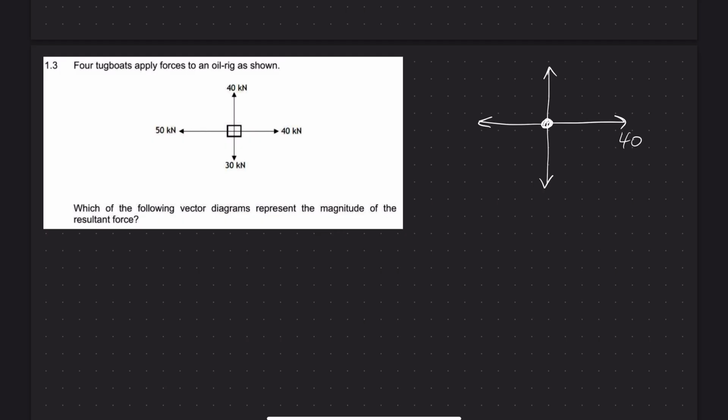So here we have 40 kN, which stands for 40 kilonewtons, then 50 kN, 50 kilonewtons, 40 kN, and then 30 kN. Now, if you think about it, you have 50 kN or 50 kilonewtons pulling to the left, and you have 40 pulling to the right. That means you're going to have a resultant of 10 kilonewtons to the left.